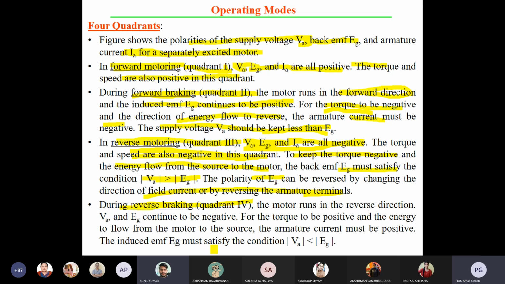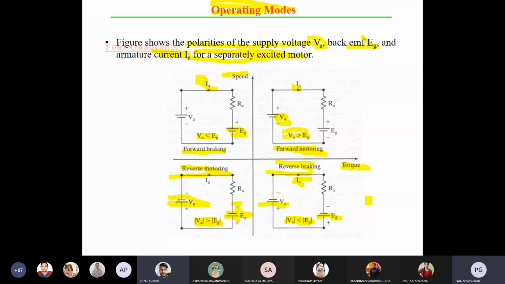Actually, plugging happens in quadrant 4 and quadrant 3. The motor runs in the reverse direction. VA and EG continue to be negative. For the torque to be positive and the energy to flow from the motor to the source, the armature current must be positive. The induced EMF EG must satisfy the condition that the magnitude of VA is less than the magnitude of EG. I hope all of you are able to understand.